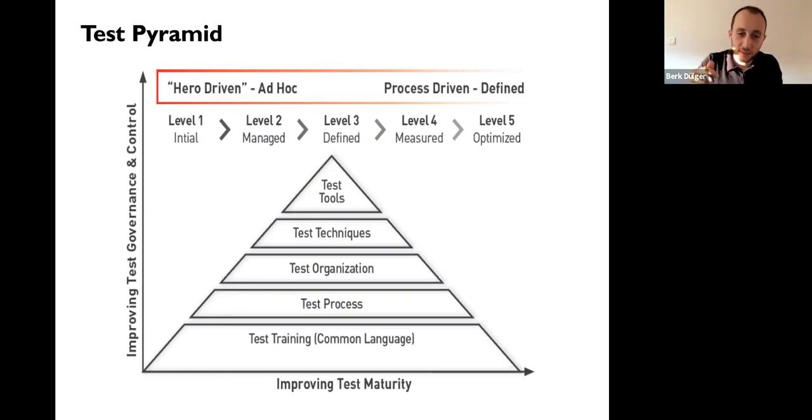Then in the second step, in the second layer, we need to define the test processes. For the company, for the team, we need processes. Who will be responsible, when, and how tests will be handled. When we build the second layer, we go to the third one. The third one is about organization. What kind of organization are we going to have? An independent test team or distributed to the project teams, or a hybrid model? How the test organization will be. This is the third step.